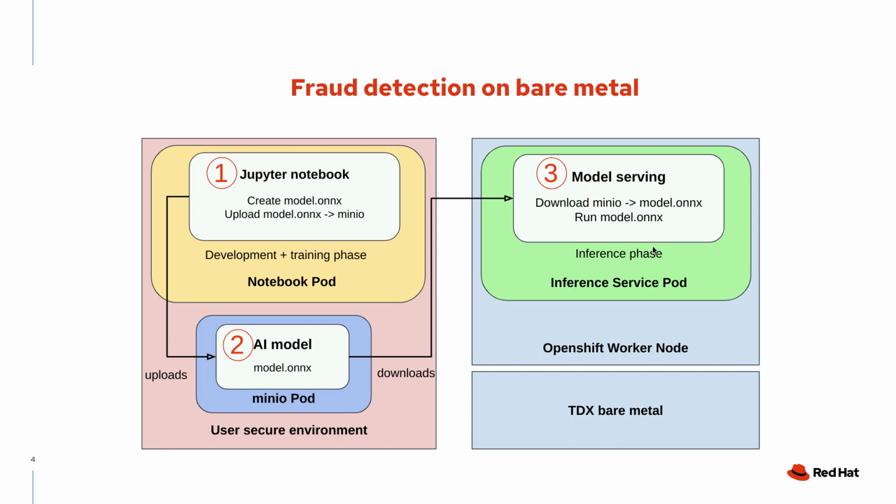This picture shows the three phases of the OpenShift AI when it deploys fraud detection. The first phase is develop and train the AI model in the Jupyter notebook. The second phase is, after the AI model is trained and ready, the AI model is uploaded to the MinIO storage, and the third phase is download the AI model from the storage and run this model.